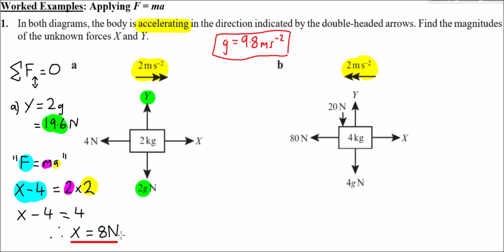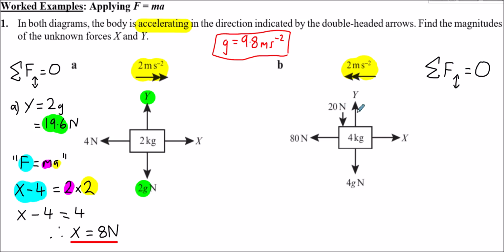We can now apply similar ideas to part B. Again, for part B, there is no up or down acceleration, so the resultant force in the vertical direction is 0. So we can use the same idea for part B: the sum of the forces in any up and down direction is equal to 0.